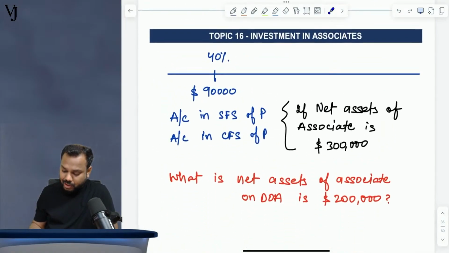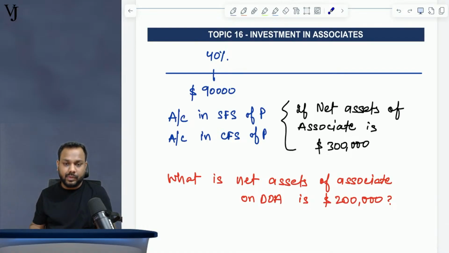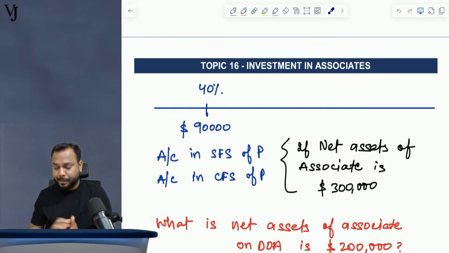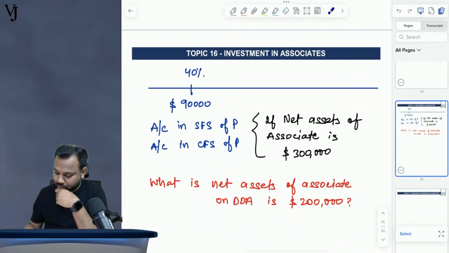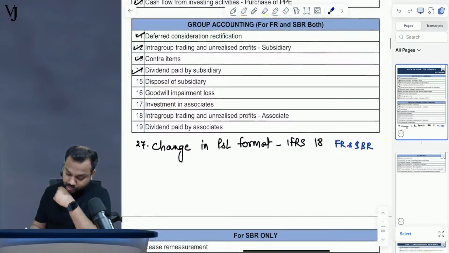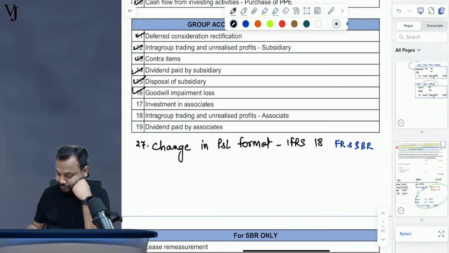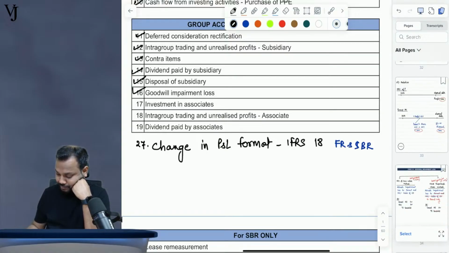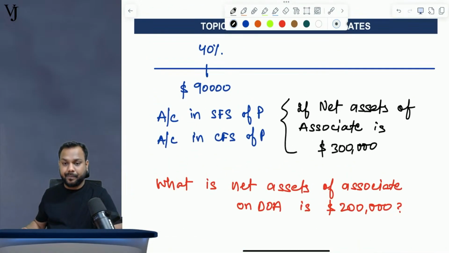Now, coming on to the investment in associates. Guys, tell me, is it clear everyone till here? We have discussed disposal of subsidiary also and goodwill impairment loss also. Investment in associate.